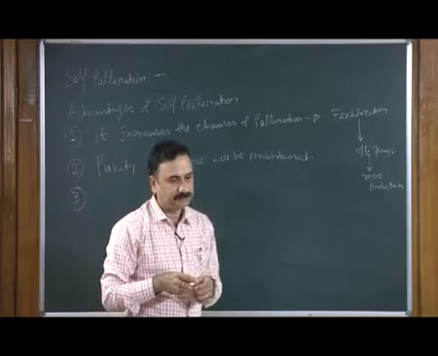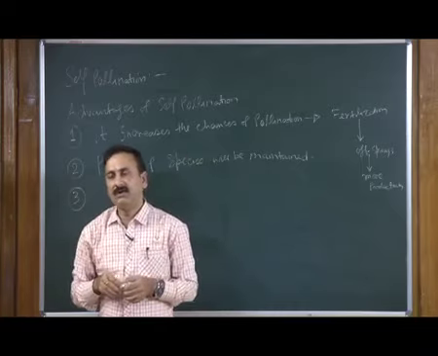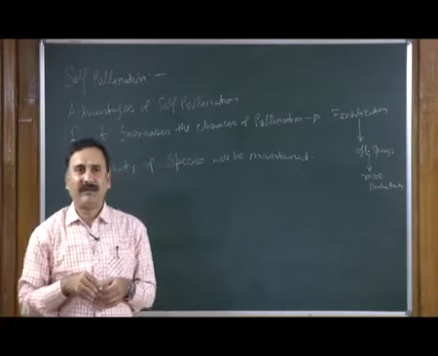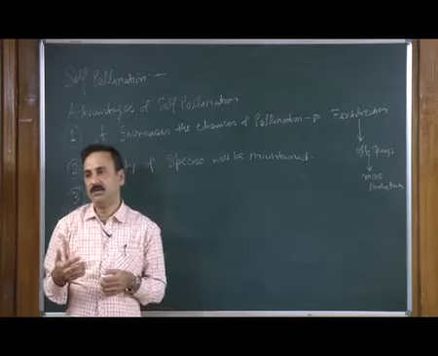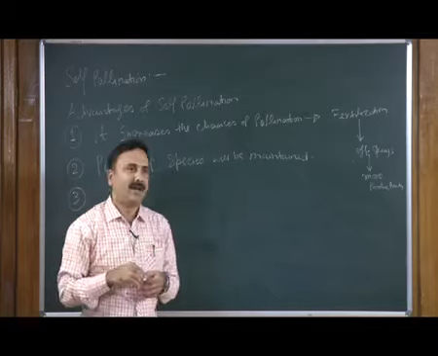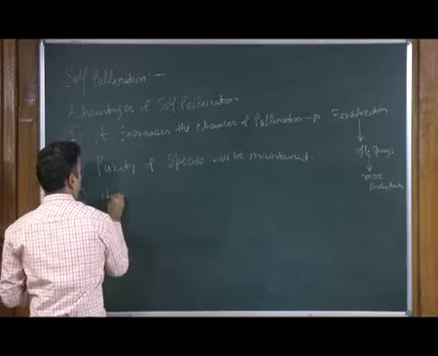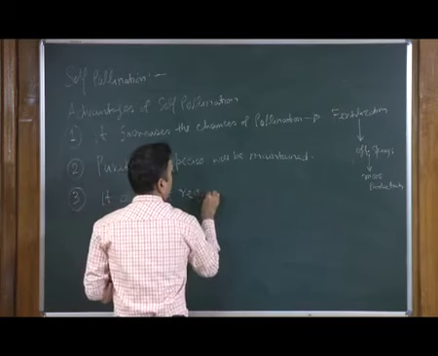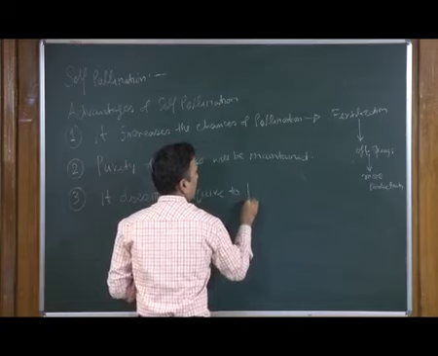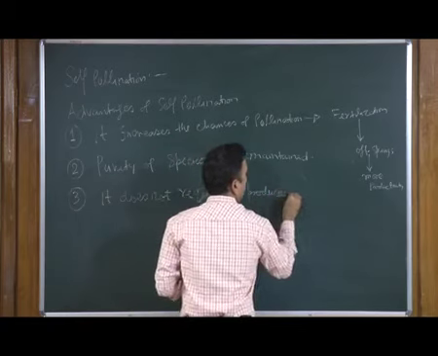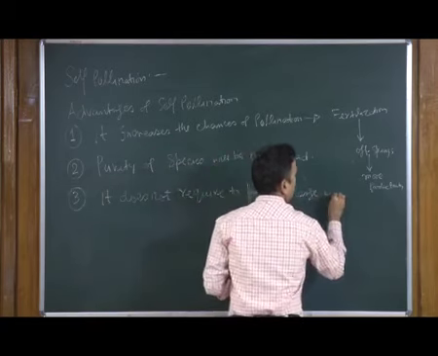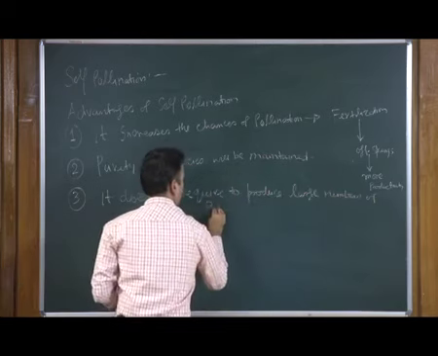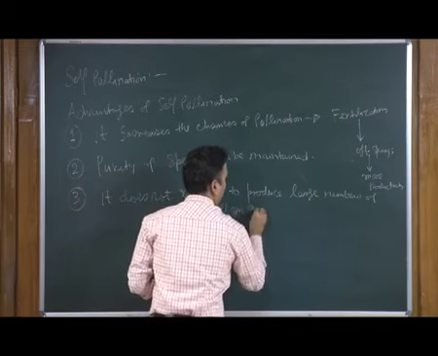Number 3, because self pollination is happening within a single plant, it does not require the plant to produce large numbers of pollen grains.